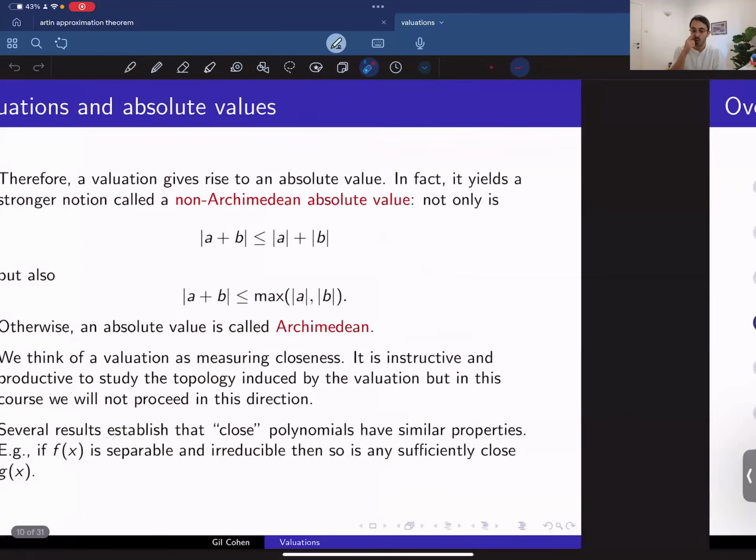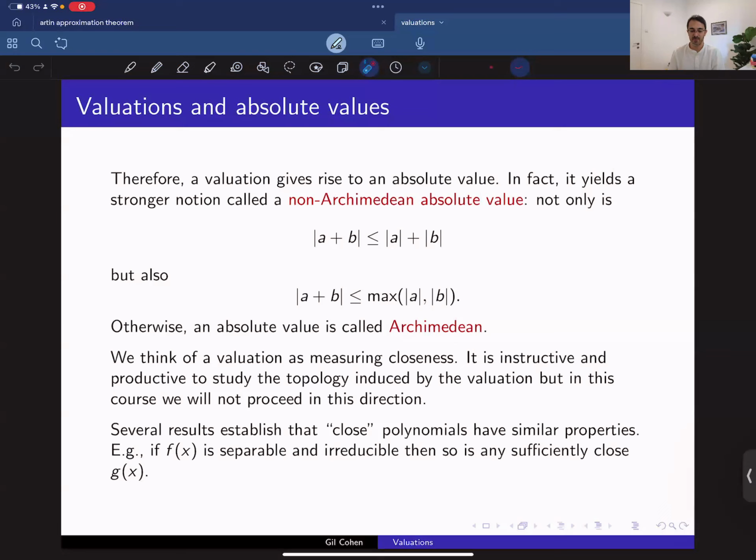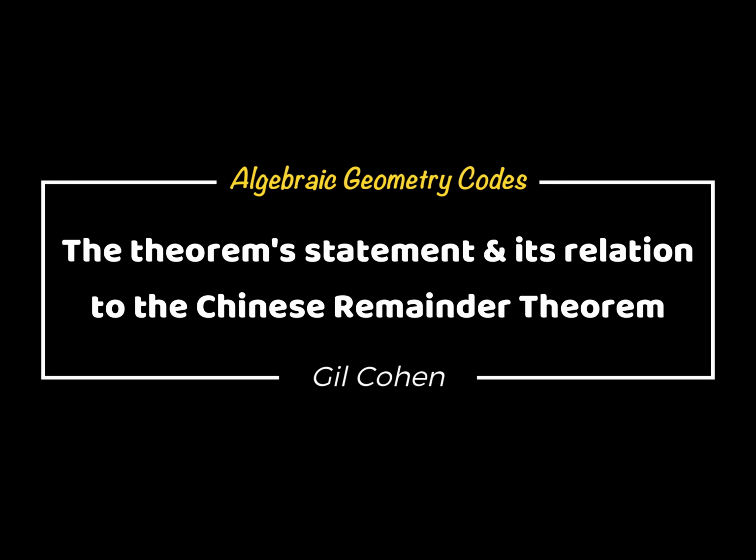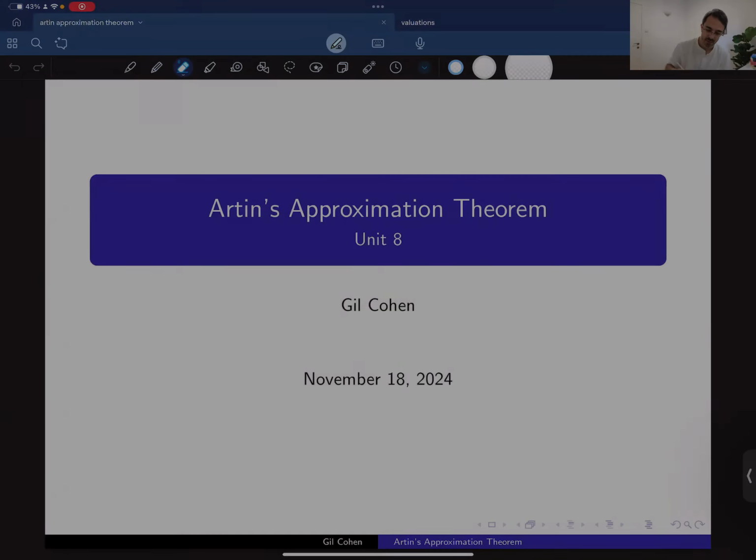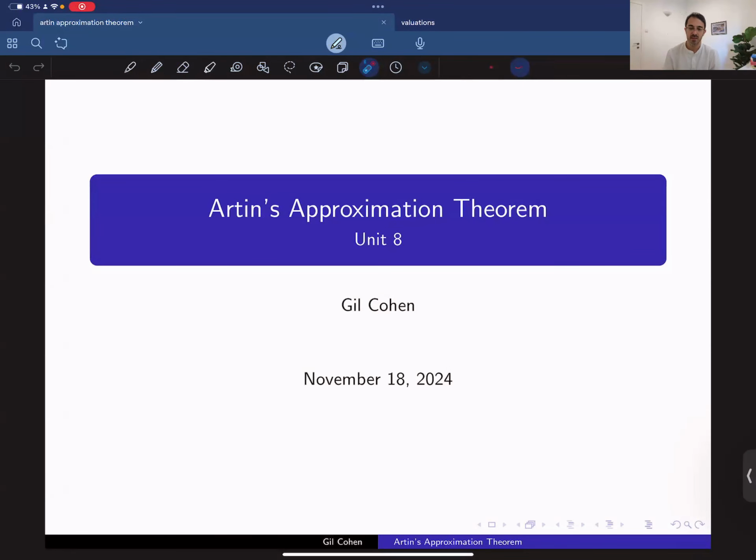Okay, so that is what I owed you about the relation between absolute values and valuations. Let me stress it again. We are not going to use the absolute value point of view of things, but it's a good intuitive tool for you to have. Okay, so with that, let's skip to the unit that I want to talk about, which is Artin's approximation theorem. So let's start.